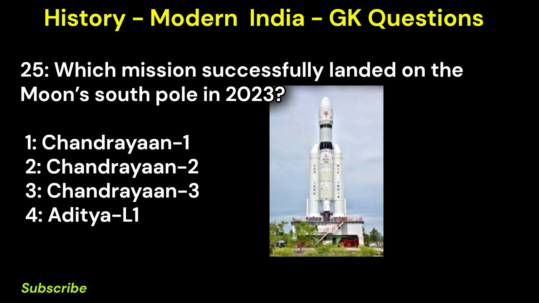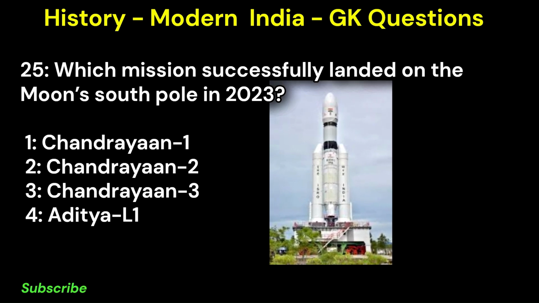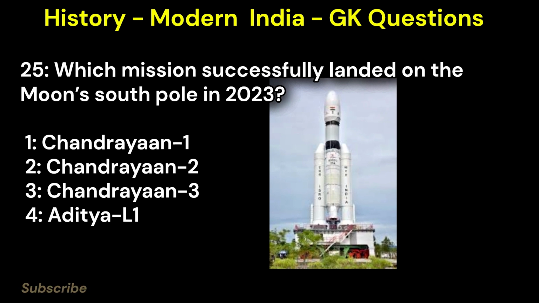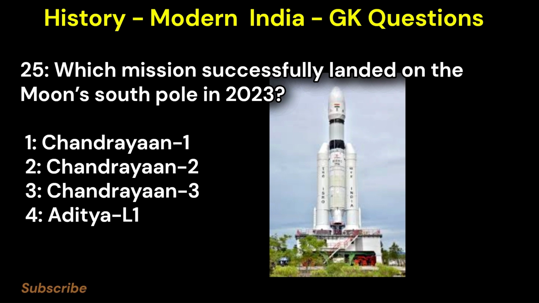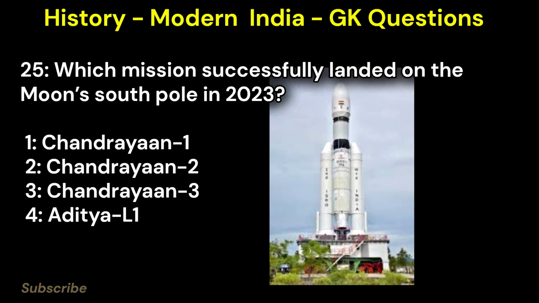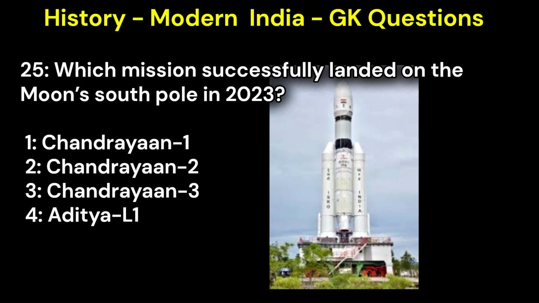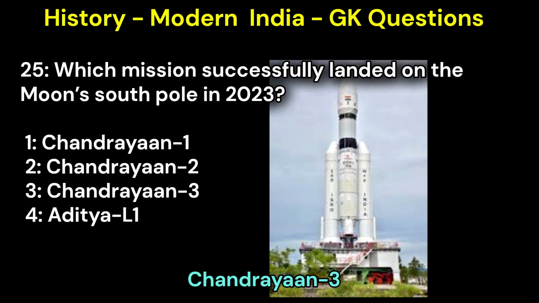Question number 25. Which mission successfully landed on the Moon's South Pole in 2023? The options are: Option 1, Chandrayaan-1. Option 2, Chandrayaan-2. Option 3, Chandrayaan-3. Option 4, Aditya L1. The correct answer is Chandrayaan-3.